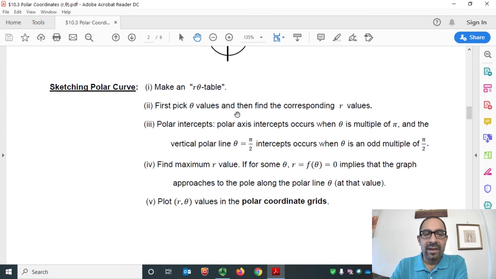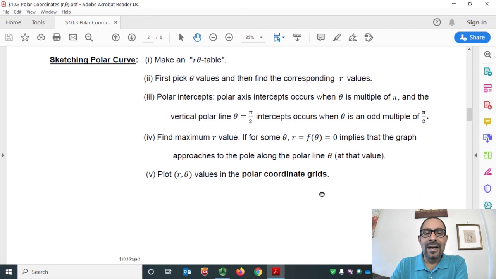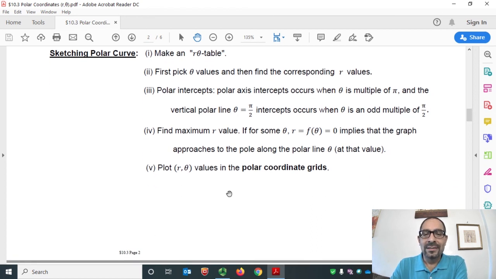The idea: make an r theta table. First pick theta values and then find the corresponding r values. Find the polar intercepts. The polar axis intercepts occur when theta is a multiple of pi, and the vertical polar line theta equals pi half intercepts occur when theta is an odd multiple of pi half. Find the maximum value of r. If for some theta r equals 0, it implies that the graph approaches the pole along the polar line theta equals that value. Plot r theta values in the polar coordinate grids.